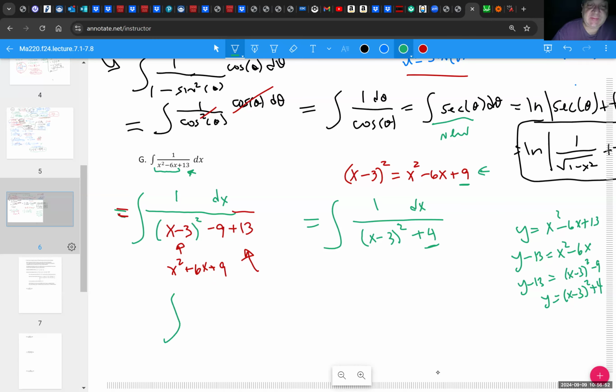So let me write this with the 4 in front, just so it looks a little bit more familiar. I have x minus 3 squared plus 4. Let me just write 4 plus x minus 3 squared. So it kind of matches up a little bit more with our trig substitution.